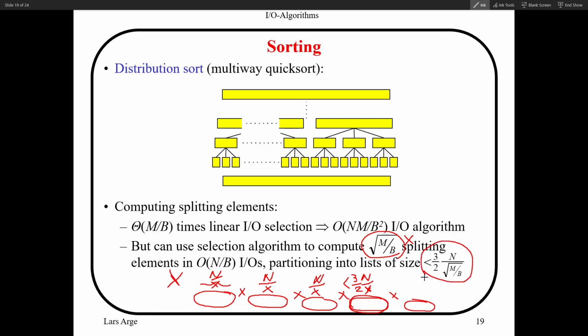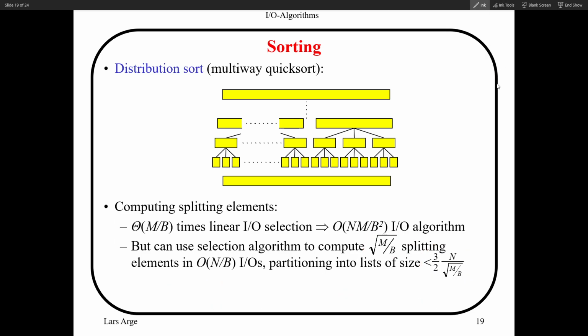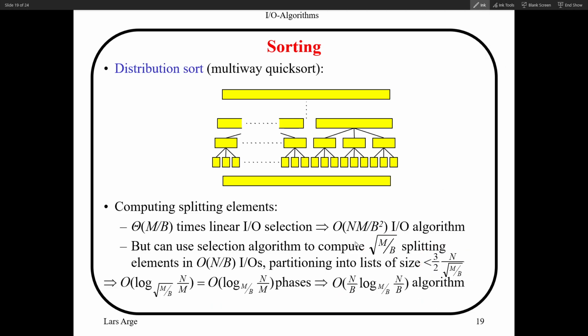But both of these changes only affect the constant factors in my algorithm. This is because if I analyze the quicksort algorithm, or the multivariate quicksort algorithm from the previous slide, what I get is that instead of the base of the log being M over B, it's square root M over B. But if you know your log rules, this square root M over B in the base of the log just comes out as a factor 2 in the constant factor, so it can be absorbed into the O notation. So this doesn't really change anything in the algorithm.